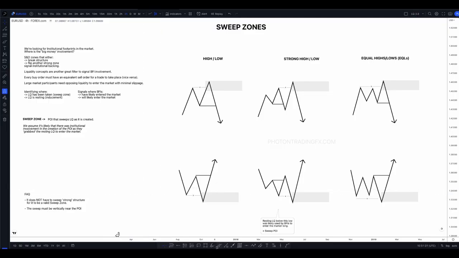Now, the other thing as well that I forgot to mention is, when we look at this on the candlestick charts, it'll become a bit more obvious, but sweeps usually have what I call the nature of price action.